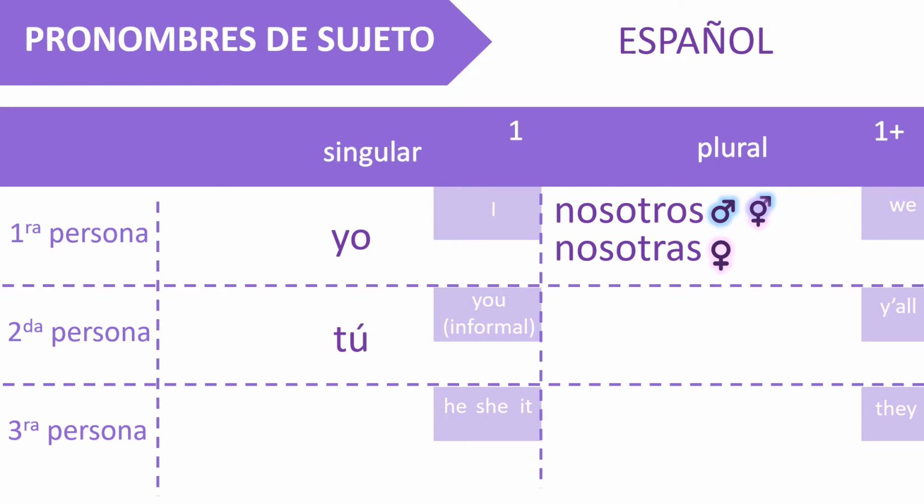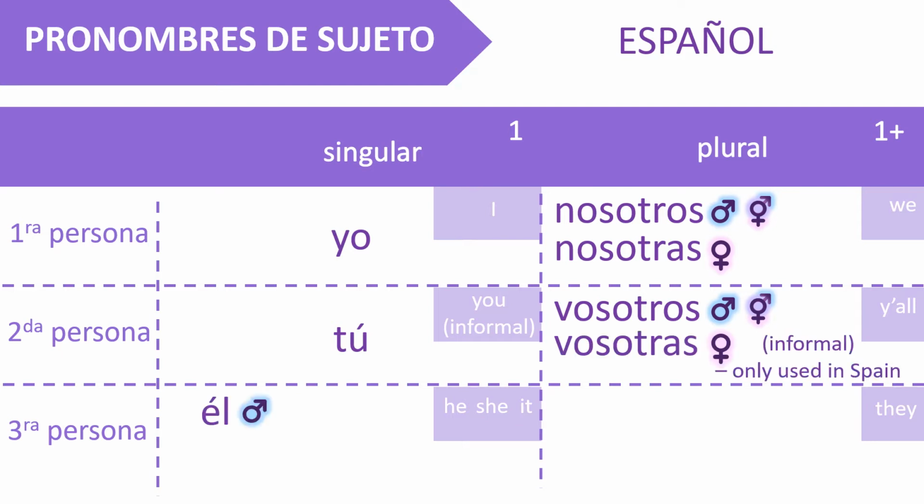The second person, la segunda persona, singular, es tú. And this is the informal you that we mentioned earlier. The plural informal you is vosotros o vosotras. This subject pronoun is only used in Spain. Like nosotros and nosotras, vosotros and vosotras has a masculine and feminine form. The masculine form can be used with males or a mixed group. The feminine form can only be used when talking to a female identifying group.